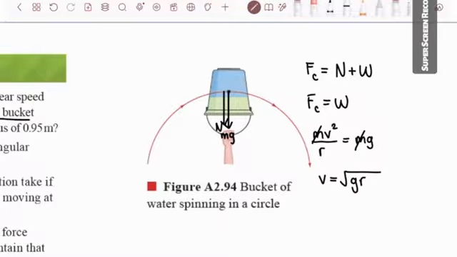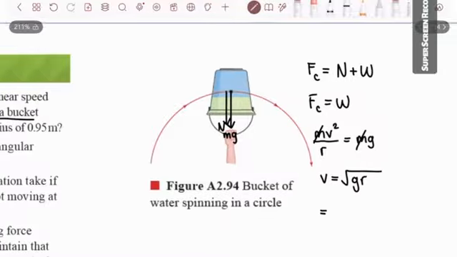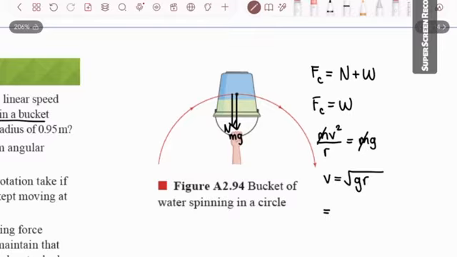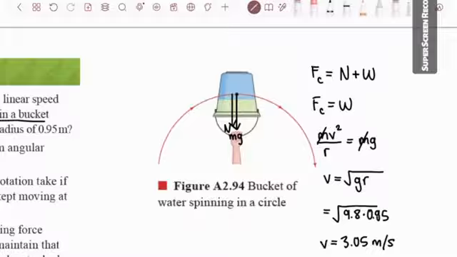And if we plug those numbers in from the question, we know that the radius is 0.95 meters, and the g is constant. It's 9.8 and 0.95. And that would just, doing it from the calculator, would give us v equaling 3.05 meters per second. So that's the answer for part A.